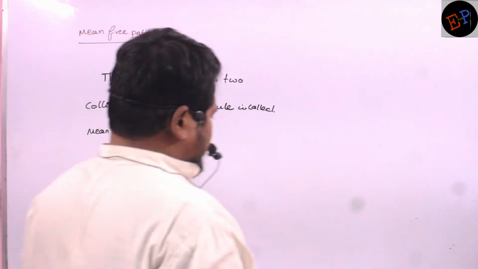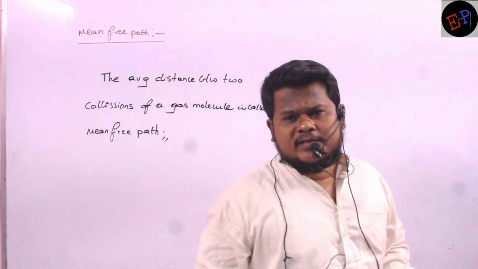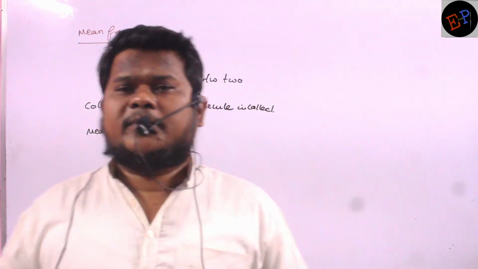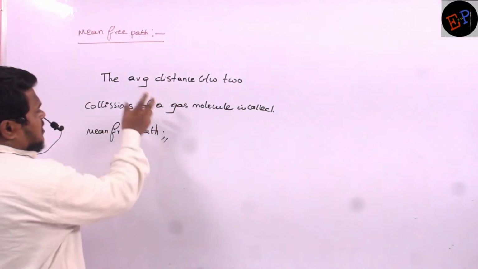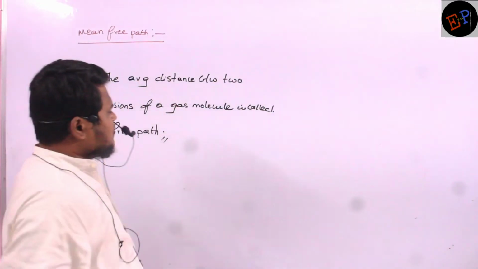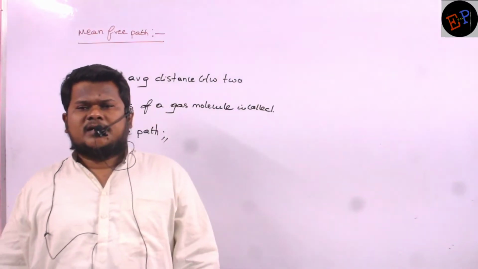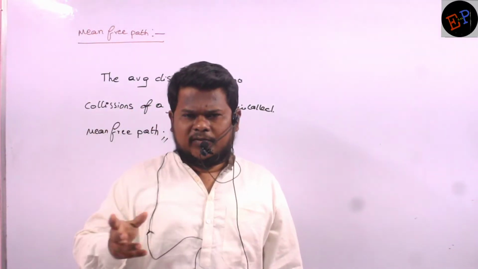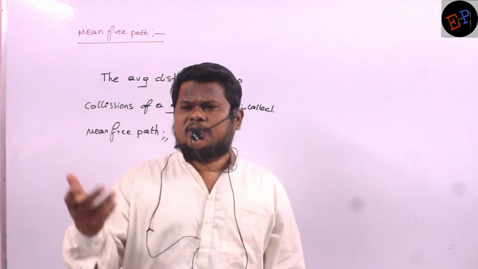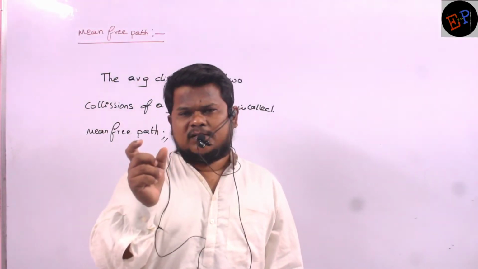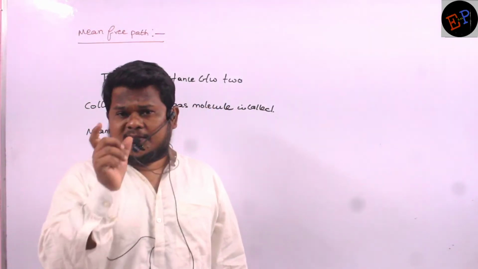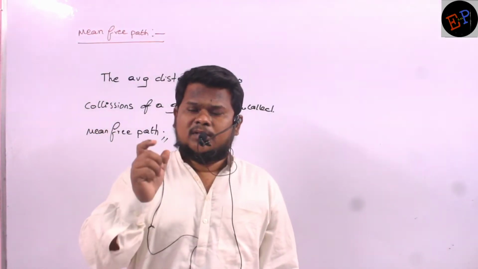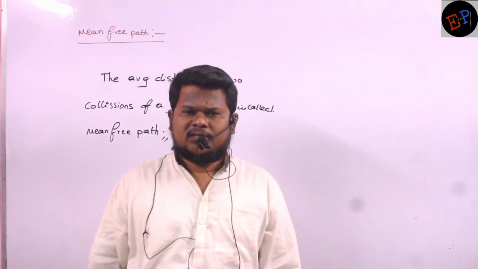Okay. So the next topic we are discussing is mean free path, or you can call it the average path traveled by the gas molecule. So what is meant by mean free path? It is the average distance between two collisions of a gas molecule. Gas molecules are continuously in movement, so in that process they will undergo many collisions. Sometimes the distance traveled will be lesser, sometimes greater. So this average distance traveled by each molecule between two collisions is called the mean free path.